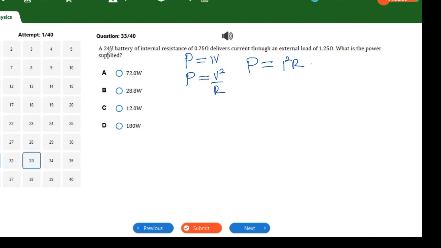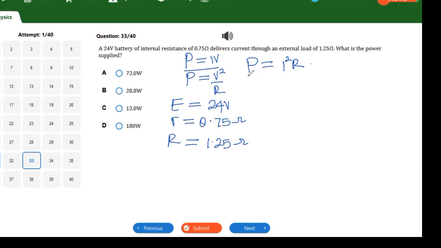So let's quickly look at it. A battery has 24 volts, right? That is the EMF for the battery. So E is equal to what? 24 volts. And internal resistance, small letter r, is said to be 0.75 ohms. It delivers current through an external load, that is your external resistor, which has a resistance of 1.25 ohms. So we are looking for power. In this case, if you're going to use this formula, you need to find I, you need to find V. If you're also going to use this formula, you need to find the I, then use what? The R. Any of it you use, you're going to get your answer.